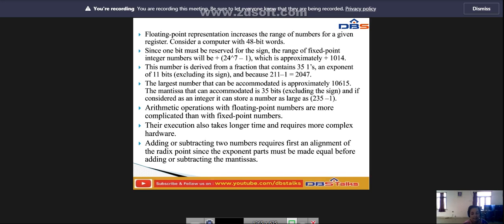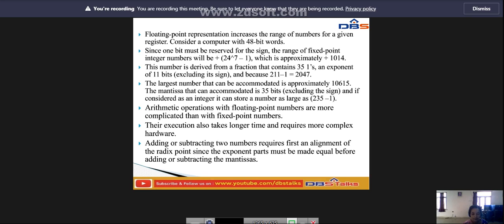The mantissa that can be accommodated is 35 bits excluding the sign, and it is considered as an integer. It can store a number as large as 2 power 35 minus 1, which is approximately equal to 10 power 10, equivalent to a decimal number of 10 digits. Okay, 10 digits.